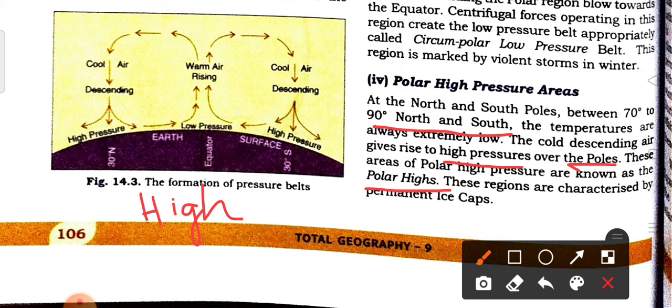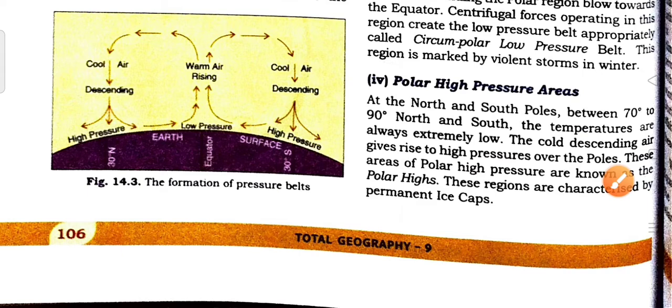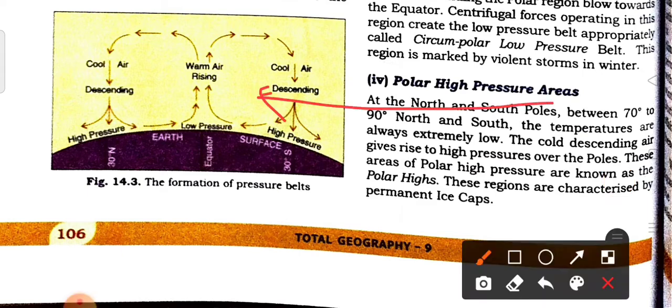These regions are characterized by permanent ice caps. As the sunlight does not reach the polar region throughout the year, this region remains permanently frozen in ice caps.